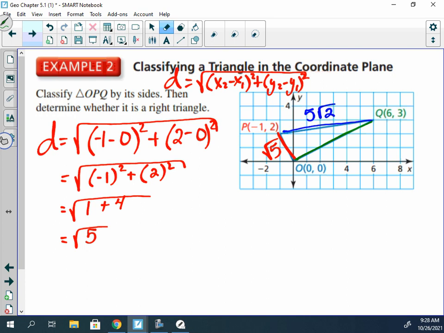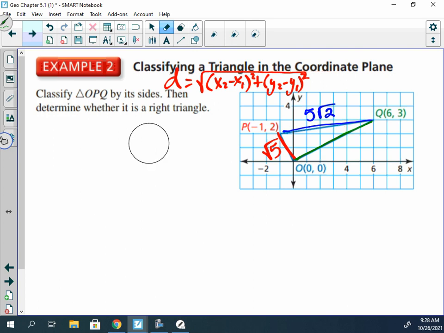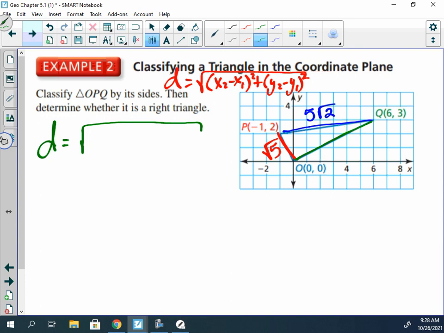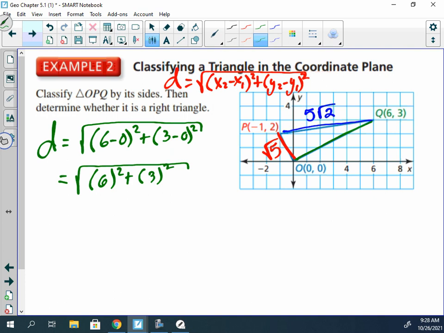Now that leaves us with the last length that we do need to find. Now for 0 to Q, our x values are 6 and 0. So we can say (6 minus 0) squared, plus our y values are 3 and 0, (3 minus 0) squared. Again, if we do this by hand, we'll end up with 6 squared plus 3 squared, because 6 minus 0 is still 6. 3 minus 0 is 3.